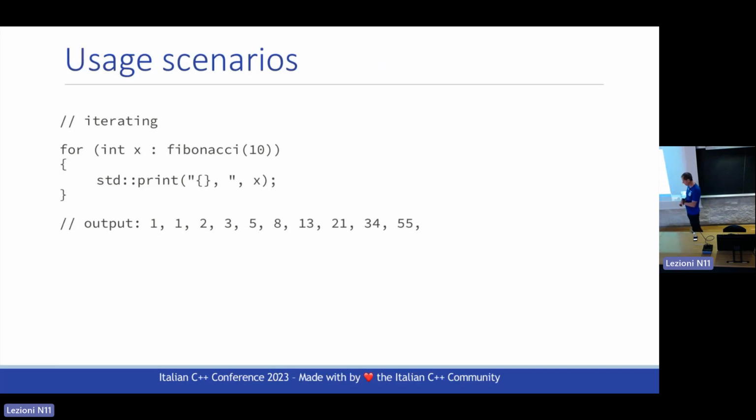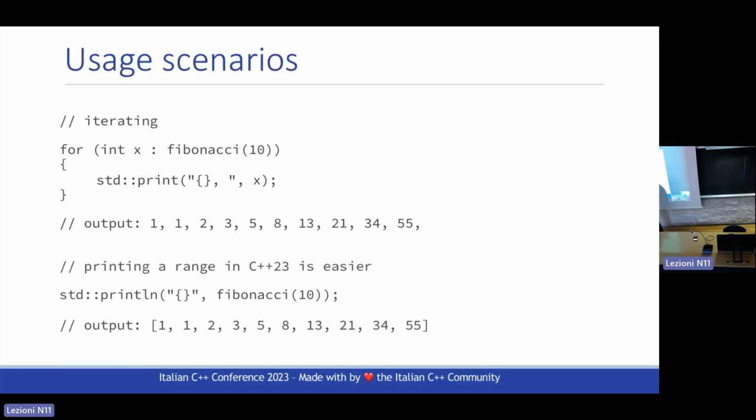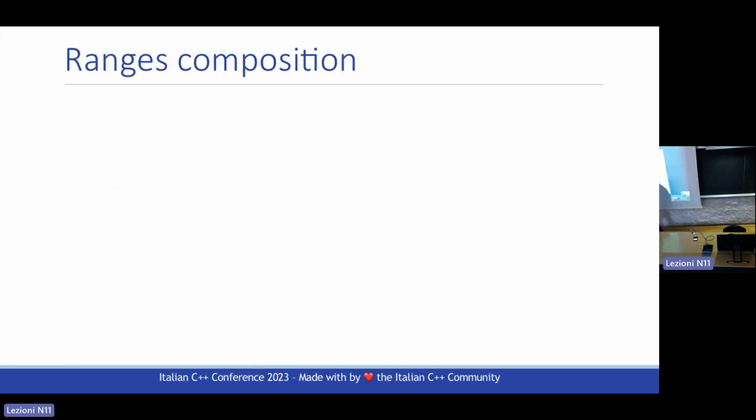So there actually is a nicer way to print the sequence that uses println. Just put the range here, and the entire range will be formatted, including the square brackets. And here I use println, so I also get a new line at the end. Okay, so let's see two more cases.